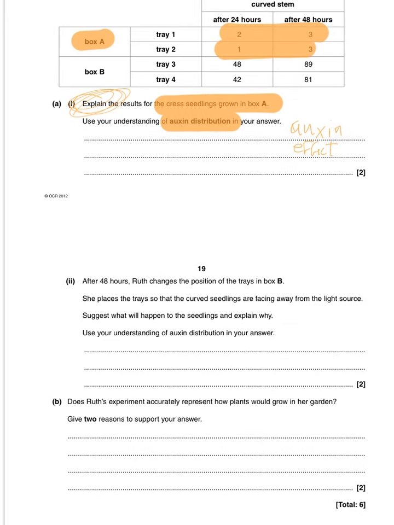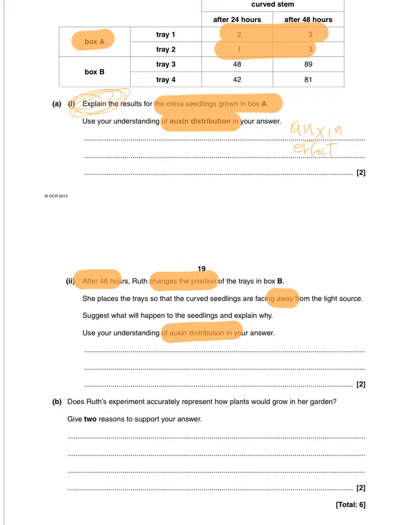Then, after 48 hours, Ruth changes the position of the trays in box B. So after the experiment's gone to 48 hours, she changes the position. She places the tray so the curved seedlings are facing away from the light source. Suggest what will happen to the seedlings and explain why. Use your knowledge of auxin distribution in your answer.